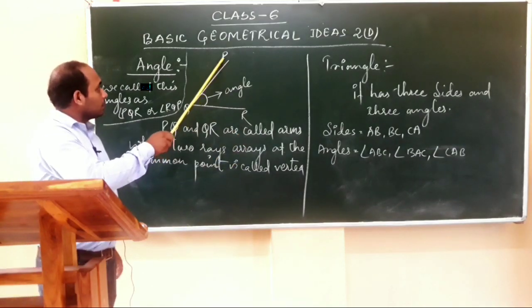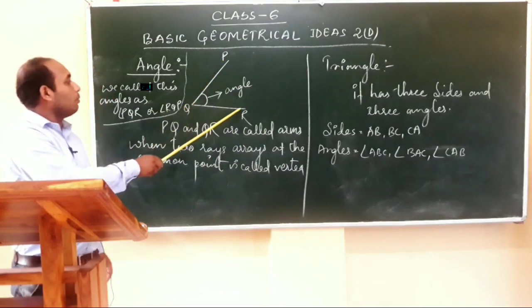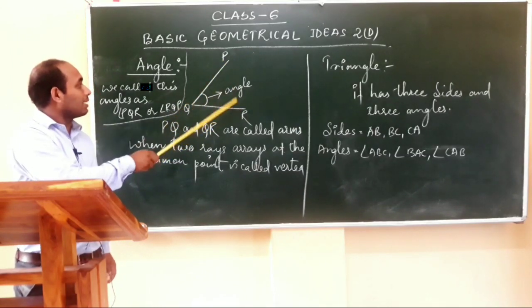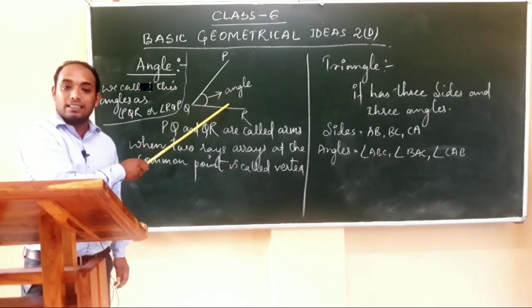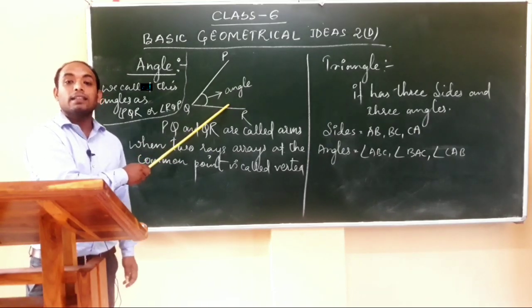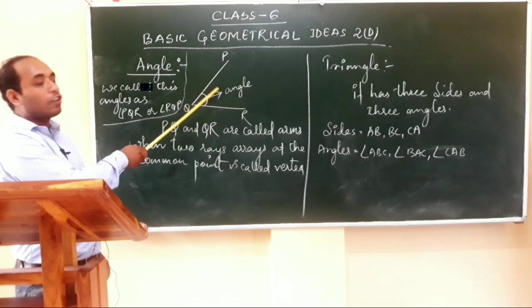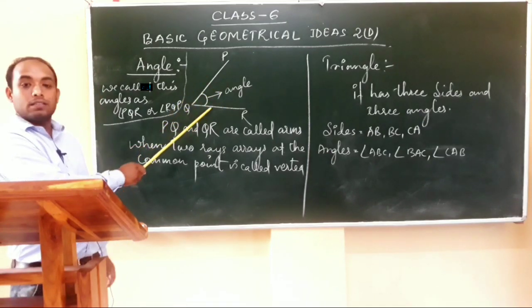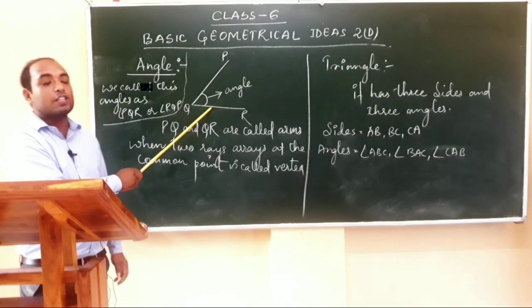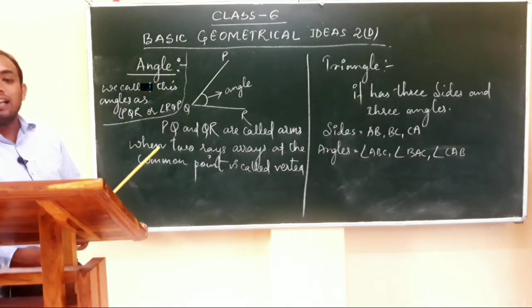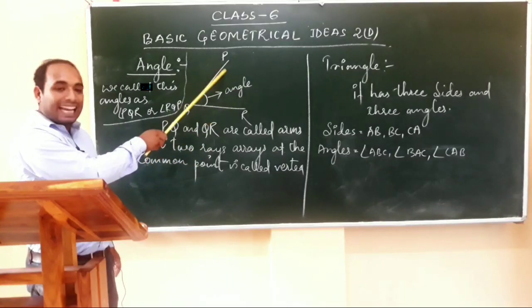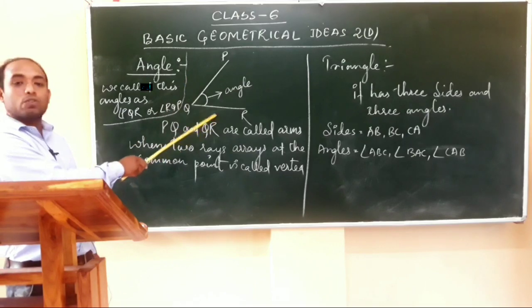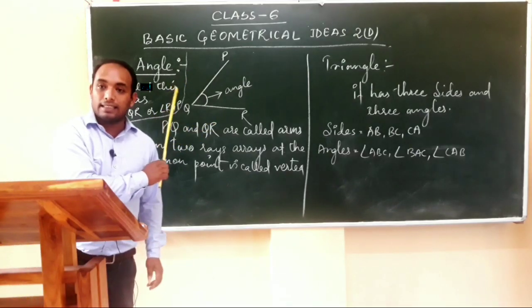And this part, PQ and QR, are the two arms. In between P and R, it is called the interior. The area between these two rays is called the interior of the angle, whereas the outside portion of this angle is called exterior of the angle. Inside the angle is called interior, outside the angle is called exterior.